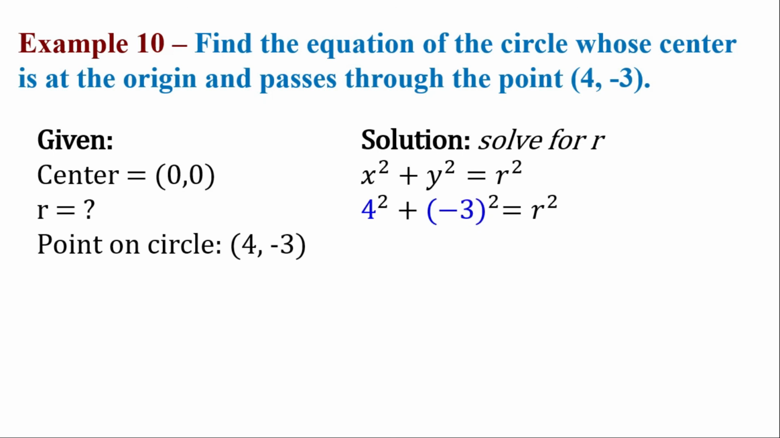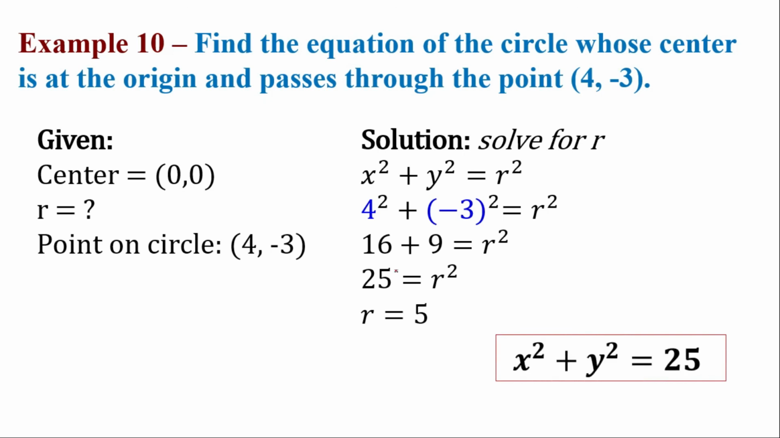We will now be getting the radius. So 4 squared is 16 and negative 3 squared is 9. 16 plus 9 is equivalent to 25. So our radius is 5. So this will be our equation. X squared plus y squared is equal to 25.